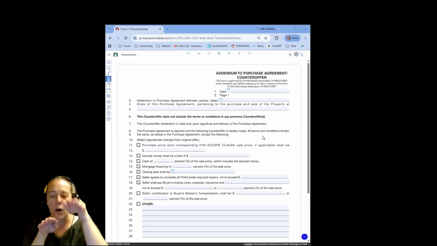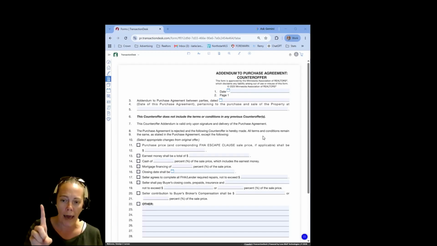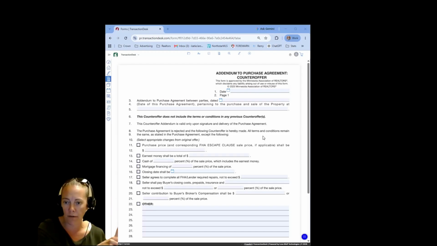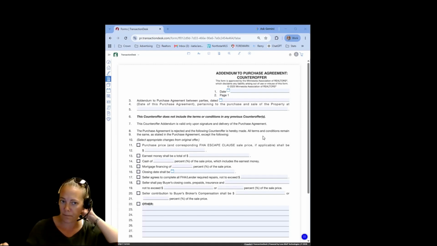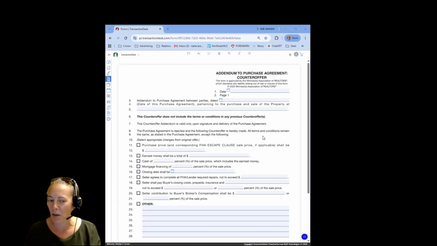Now, there will only ever be one counteroffer that changes your original offer. Okay. So anything that your buyer or your seller, depending on where you are in the back and forth, anything that your client agrees to on the counter that's been presented to you needs to be added to the counter that you're writing and then whatever you're changing. Okay. That's the biggest piece about counteroffers.